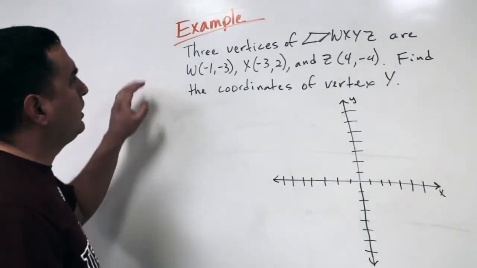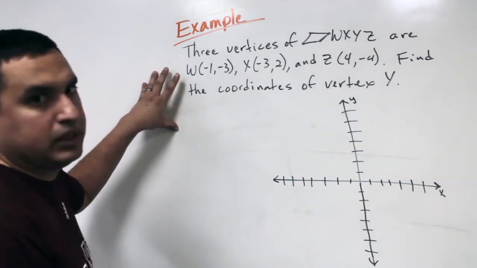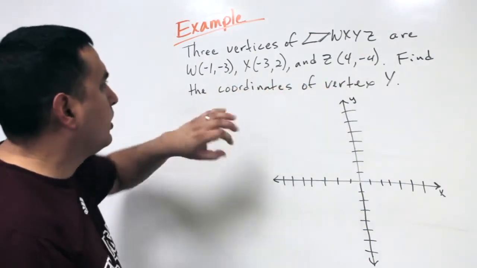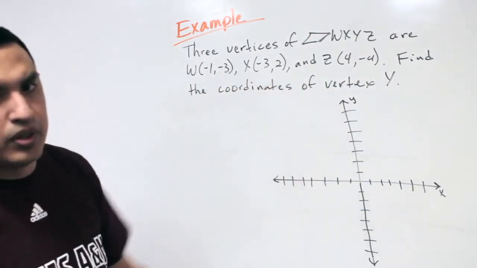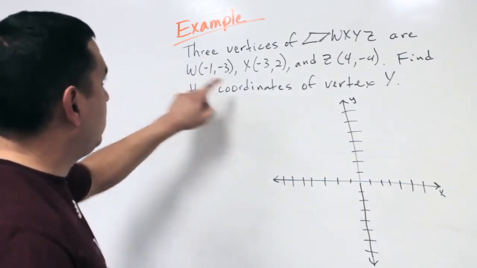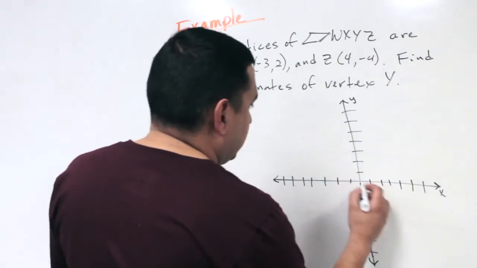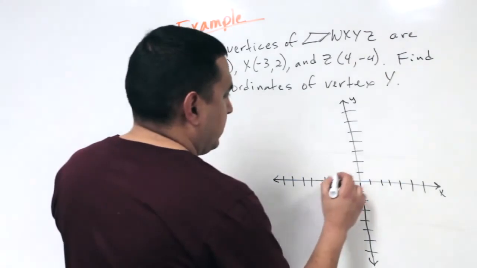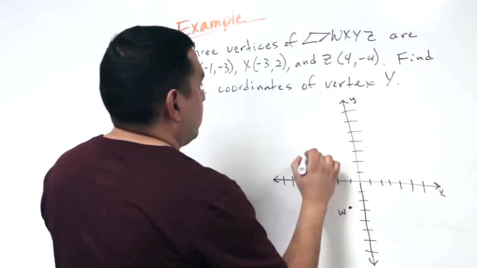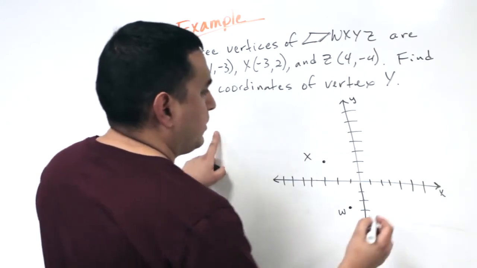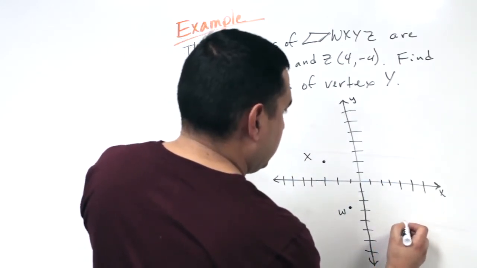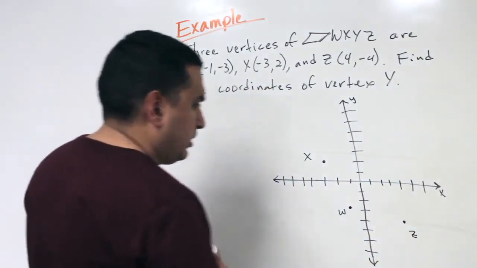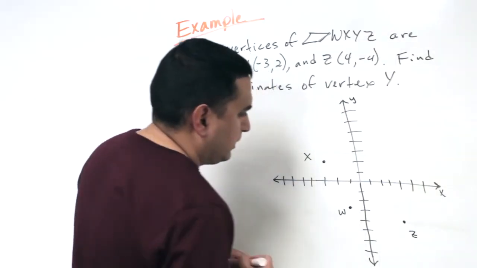Alright, this example says 3 vertices of parallelogram WXYZ are -1, -3, -3, 2, and 4, -4, and we want to find the coordinates of the fourth vertex. So first thing to do is to graph this. -1, -3 would be right here. That would be our W. X is going to be at -3, 2, should be here. And then Z is going to be at 4, -4, which would be down here. Okay, so I'm going to go ahead and start drawing this just so we can connect it and see what's happening.